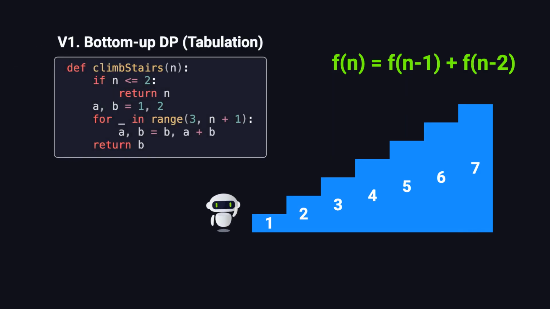In a real interview, unless you're specifically asked to use recursion, I recommend going with the first approach, just a loop and 2 variables. It's simple, fast, and nearly optimal.